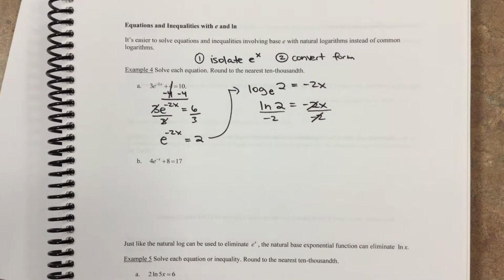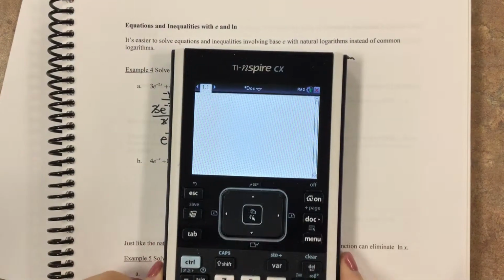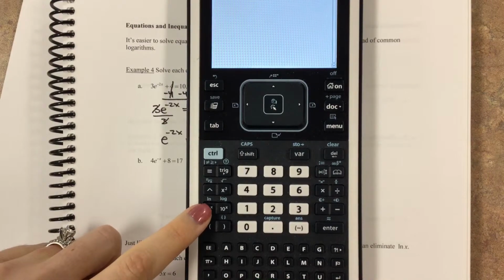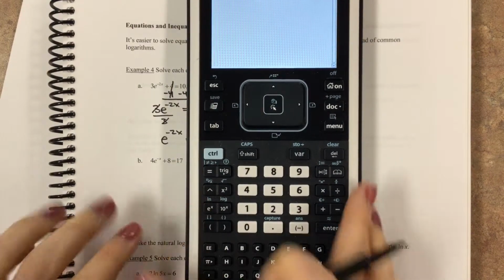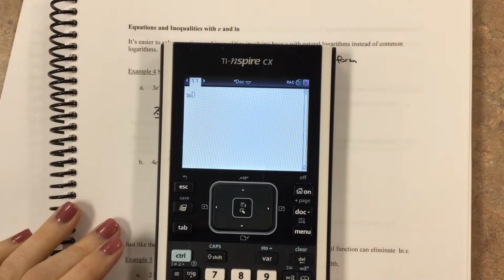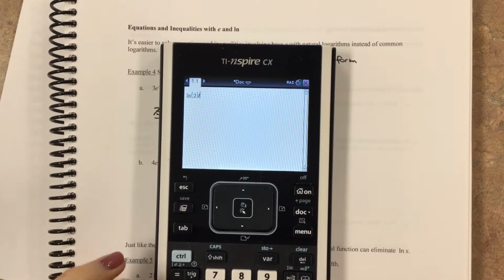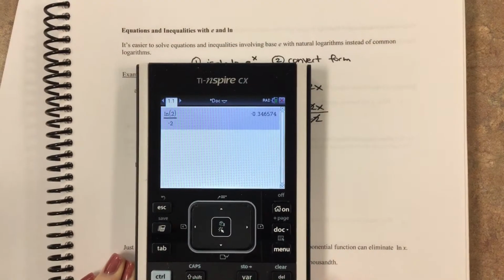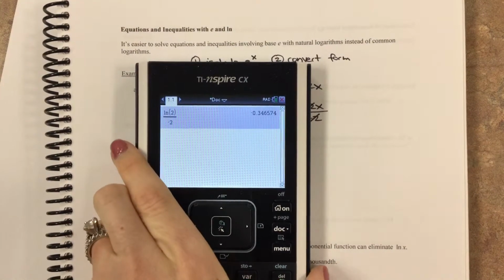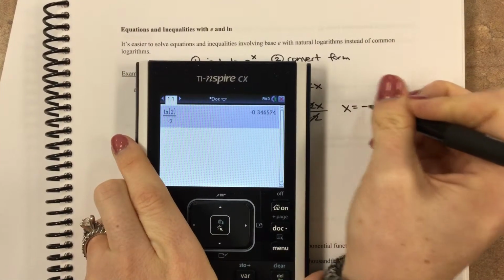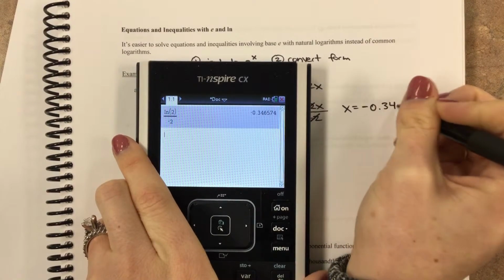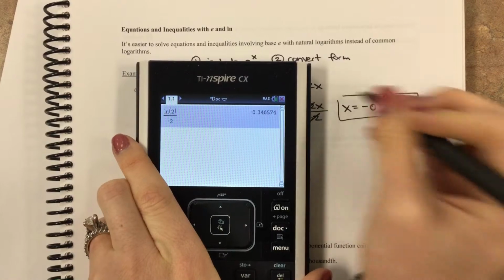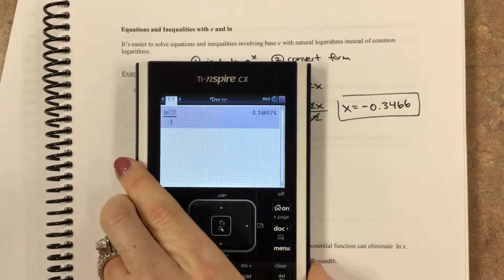Let me show you how to plug that all in on your calculator. The natural log button is right here. You've got e to the x. You just have to hit the blue key first to get your natural log. So we want the natural log of 2, and then we want to divide that by negative 2. That would be this. We want 4 decimal places. So we're going to have x equals negative 0.346, and then the last digit would round up to a 6. So that would be your final answer.